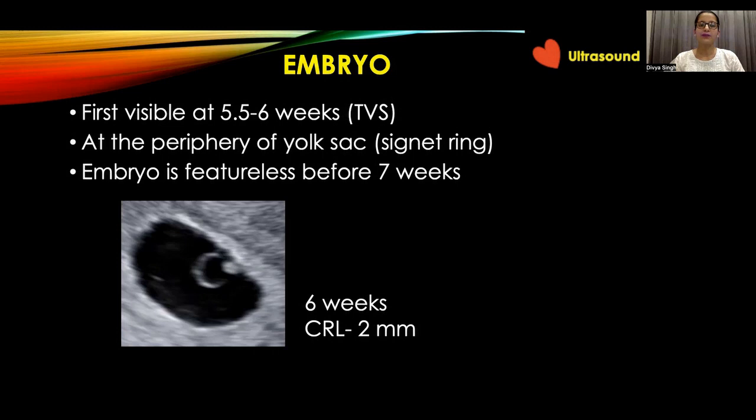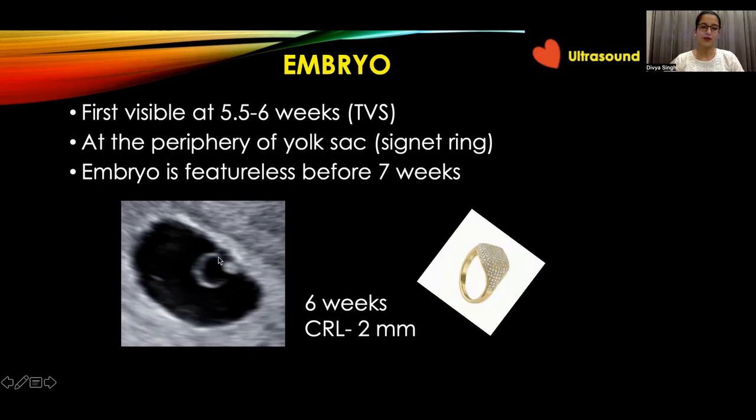Now, coming to the embryo, it is first visible at around 5.5 to 6 weeks on transvaginal sonography. As we said earlier, it is situated at the periphery of the yolk sac and initially gives a signet ring appearance. It is smaller than the yolk sac to start with, and this is the typical signet ring appearance of the embryo attached to the periphery of the yolk sac. Now, the embryo is featureless before 7 weeks. By this, what I mean is that you cannot differentiate the crown or the rump in the embryo before 7 weeks. Now, this is just an example to show you an embryo with a CRL of 2 millimeters seen at 6 weeks on transvaginal ultrasound.